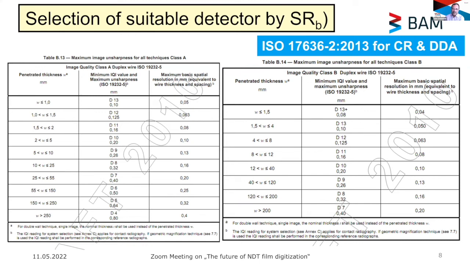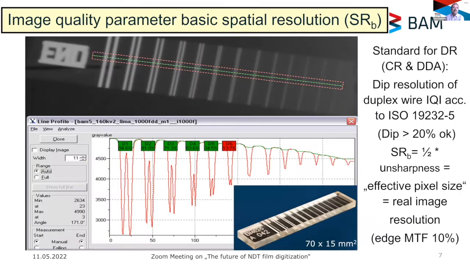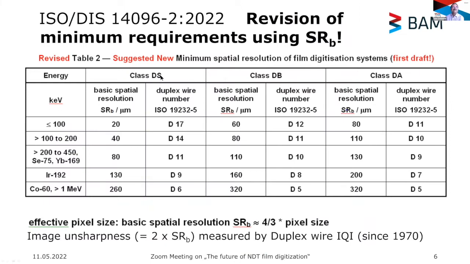Therefore, enhanced and basic. And we have our testing class DS for digital storage, which is even much higher. And you see here this is the difference between A and B. It looks even like one duplex wire, but you have a nice jump to the storage class because the internal unsharpness of the film is much higher.